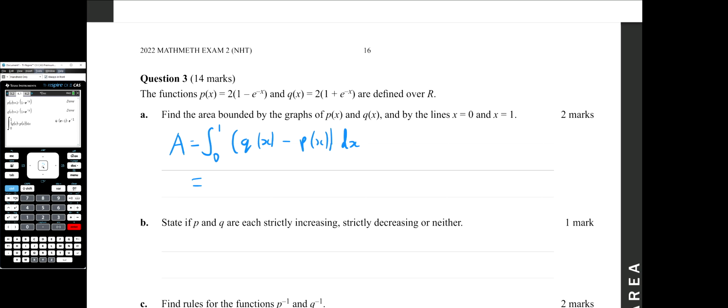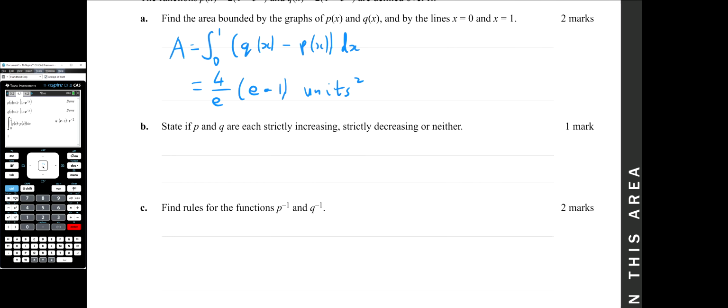Okay, so that area is equal to 4e to the negative 1, which is 4 over e, multiplied by e minus 1. And this is going to be units squared. Done. Okay, so state if p and q are each strictly increasing, strictly decreasing, or neither.